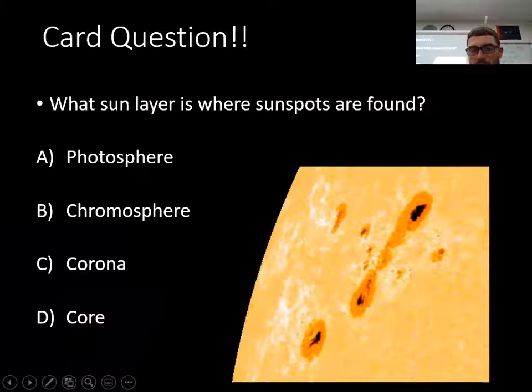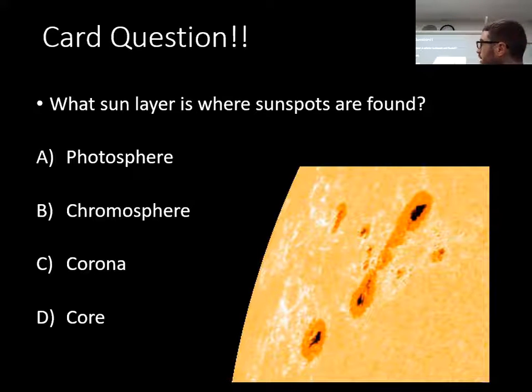To get participation, please answer in the chat. Number 1, what sun layer is where sunspots are found? We talked about the layers, but which one is where the sunspots can be spotted? Is it A, photosphere, B, chromosphere, C, corona, or D, core? Please answer in the chat for your participation. Which one is where we have the sunspots occurring?